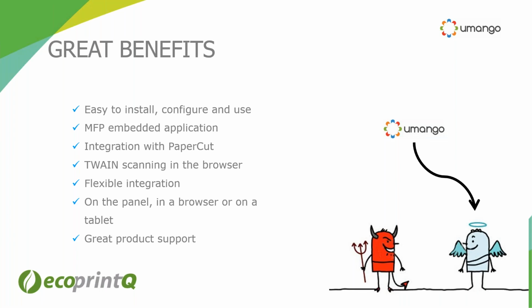And for customers that are using PaperCut today and starting to get used to that OCR, which we've only had around for a year, keep in mind that anytime they come back to you asking for more, you should be thinking about Umango, especially at the price point. Twain scanning in the browser, being able to process the documents real time while scanning, sitting at your desk. The flexible integrations, that custom API that we just reviewed, I think is the best example, because if the integration doesn't exist, we can create it. And of course, we can validate on the panel, in a browser, or on a tablet, and great product support.